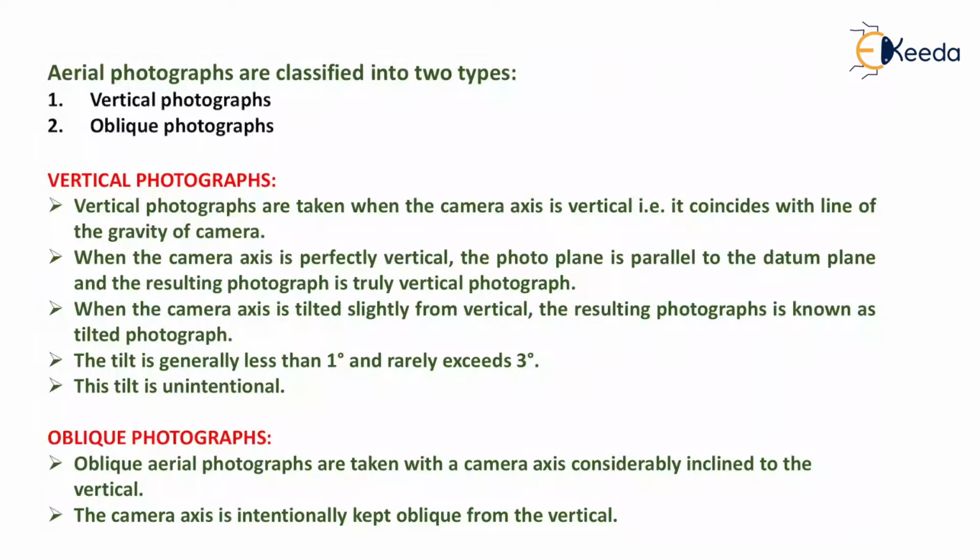Now generally aerial photographs are classified into two types. First one is vertical photograph and the next one is oblique photograph. Now vertical photographs are taken when the camera axis is vertical. It means that when the camera axis is kept vertical, then the photograph taken is known as vertical photograph. That is, it coincides with the line of gravity of the camera.